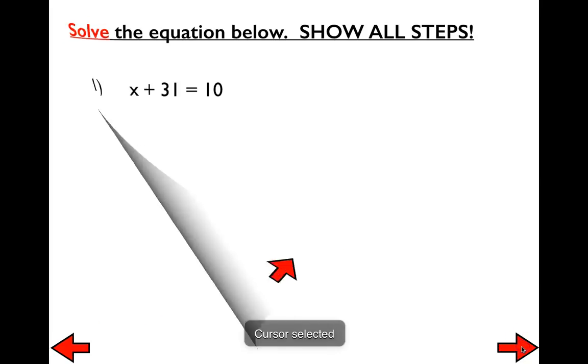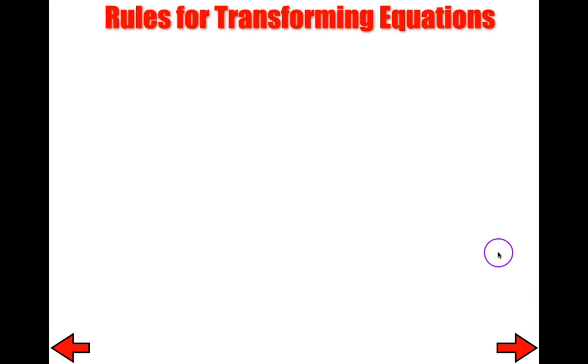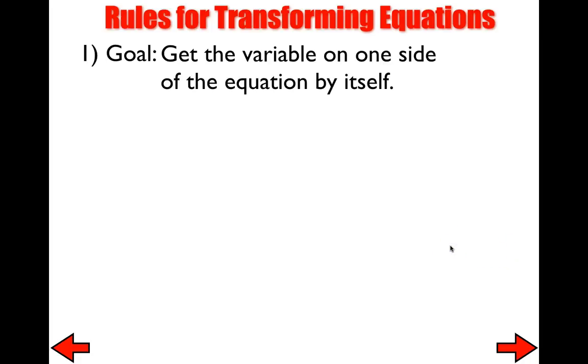to the next thing. So now there are some rules for transforming equations that we always want to keep in the back of our mind. First of all, our goal is to always get the variable on one side of the equation by itself. And you're going to hear me use the word isolate a lot. It means the same thing. We want to get it to one side by itself. So again, we're going to use the word isolate.